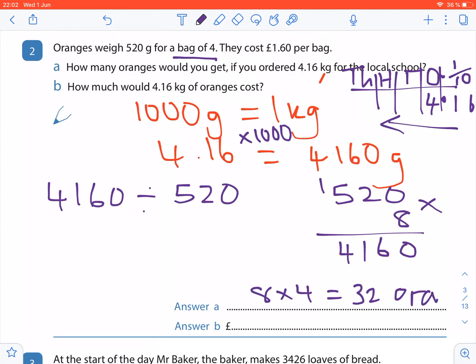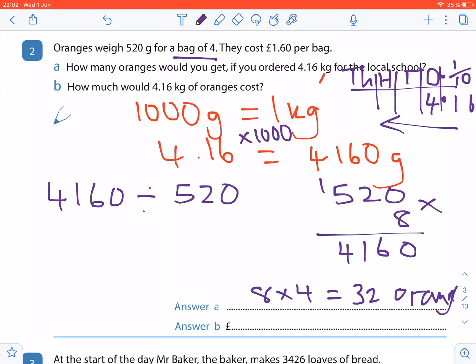Okay, so doing that division just told us how many. Sorry, excuse my handwriting, I'm trying to do it with my finger. So we know that by doing a division, we have 8 bags, but each bag has 4 oranges. So we do 8 times 4 to give us 32 oranges.